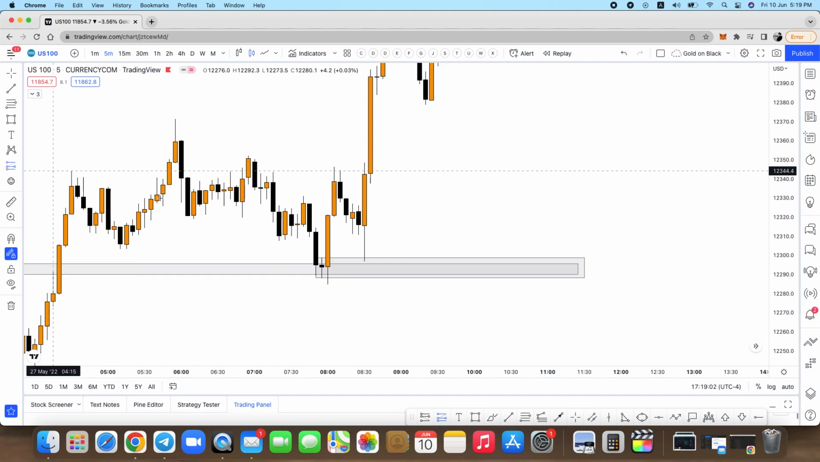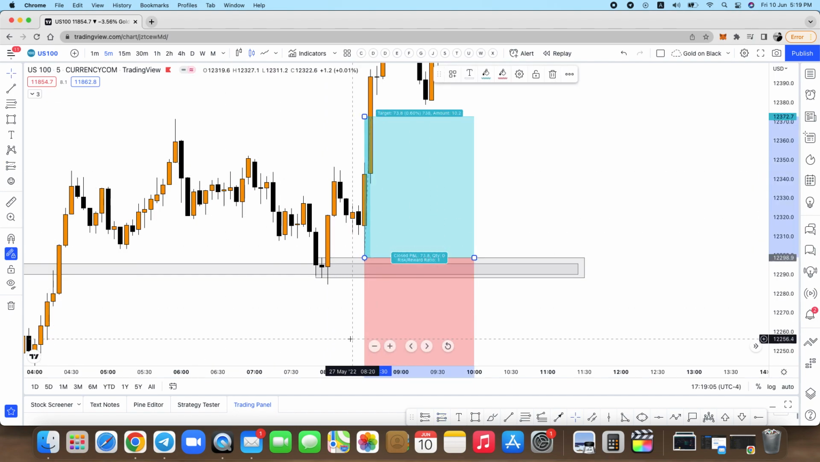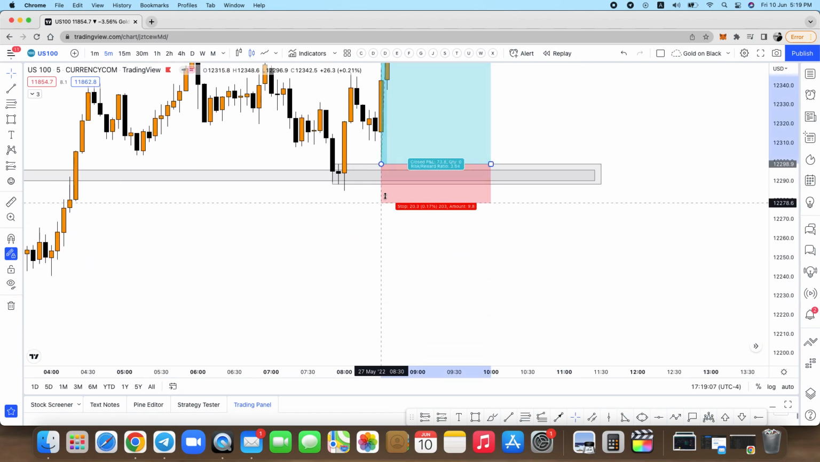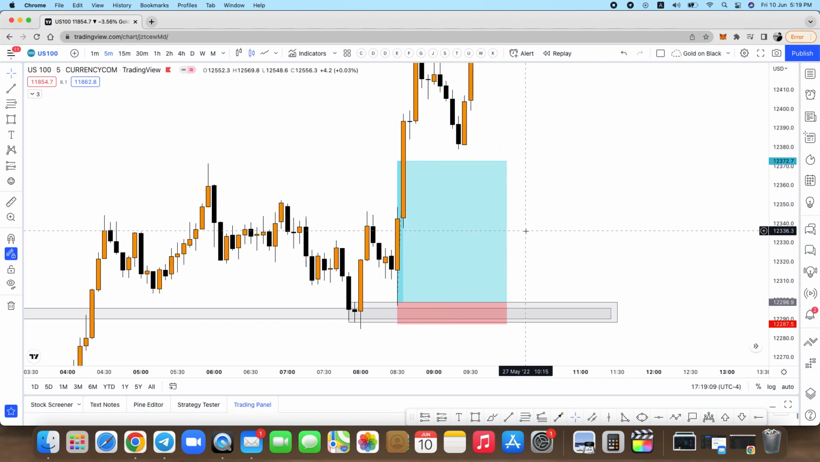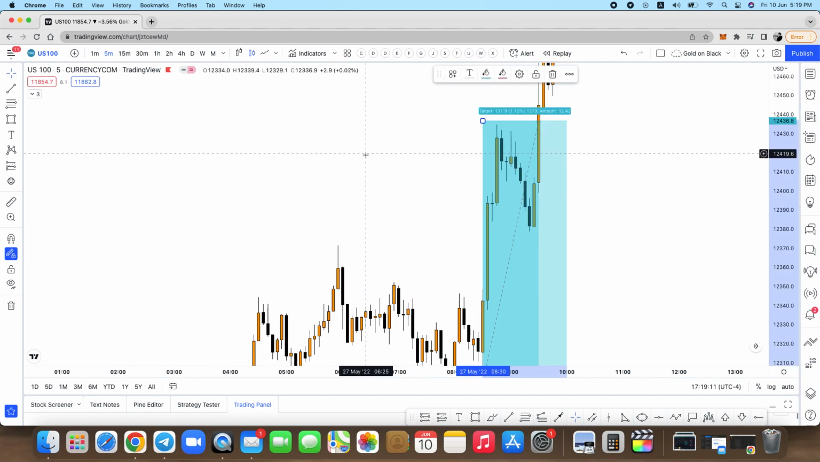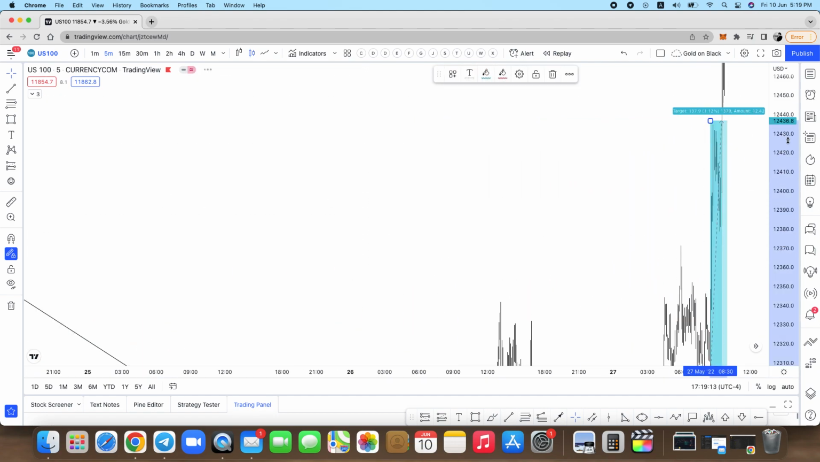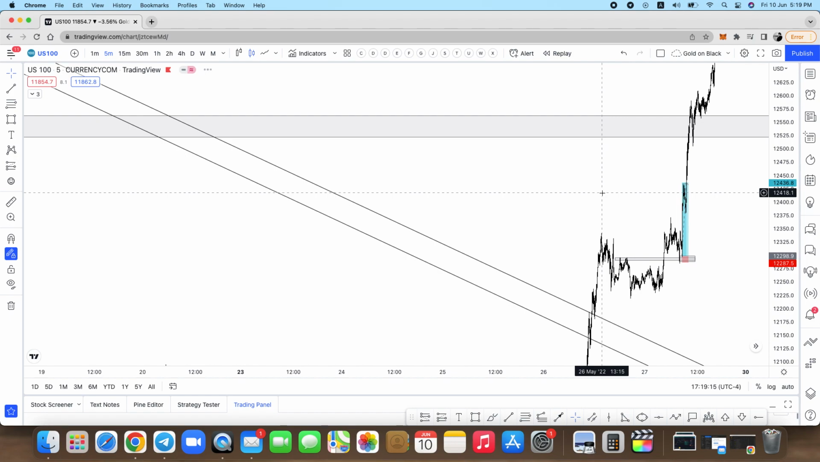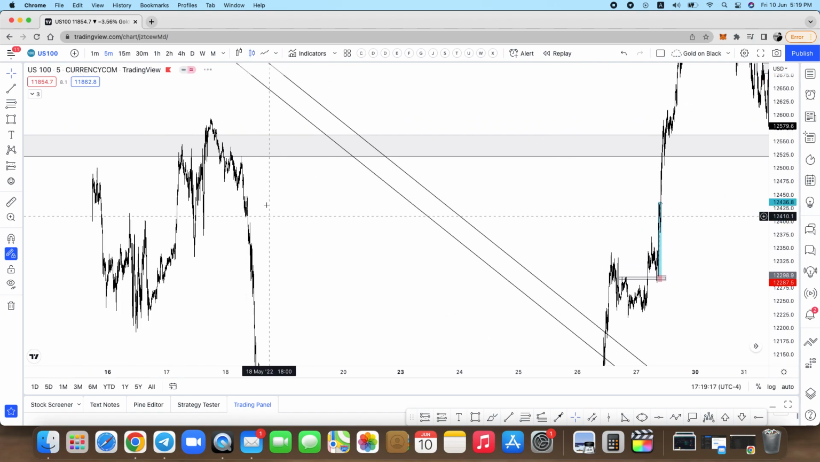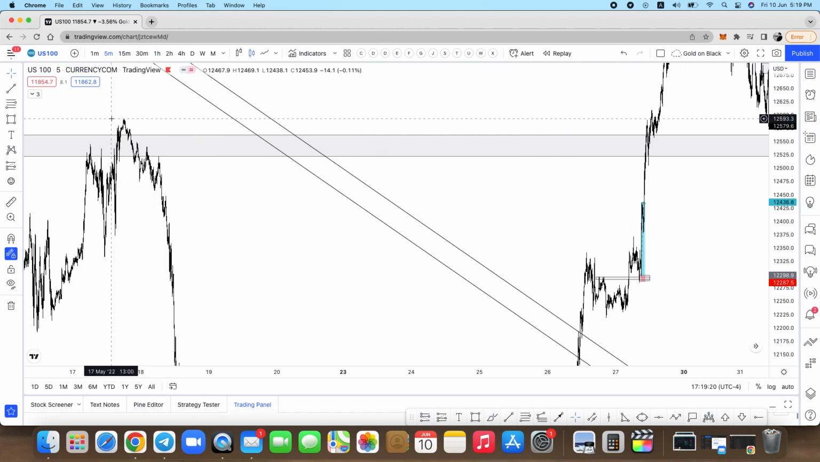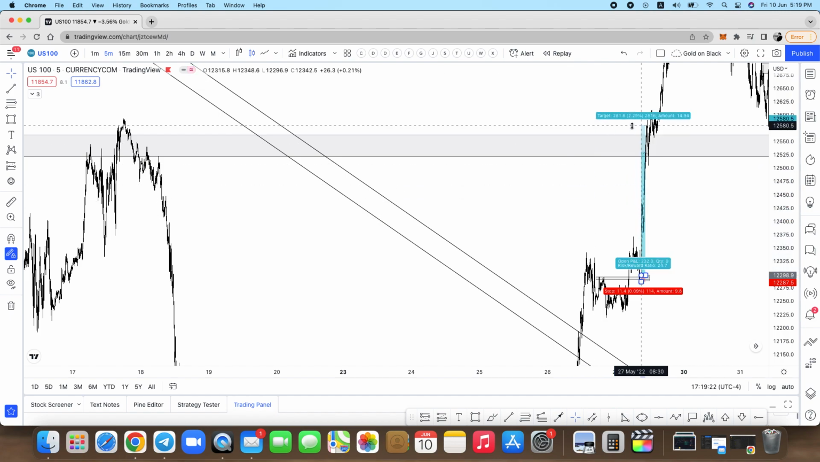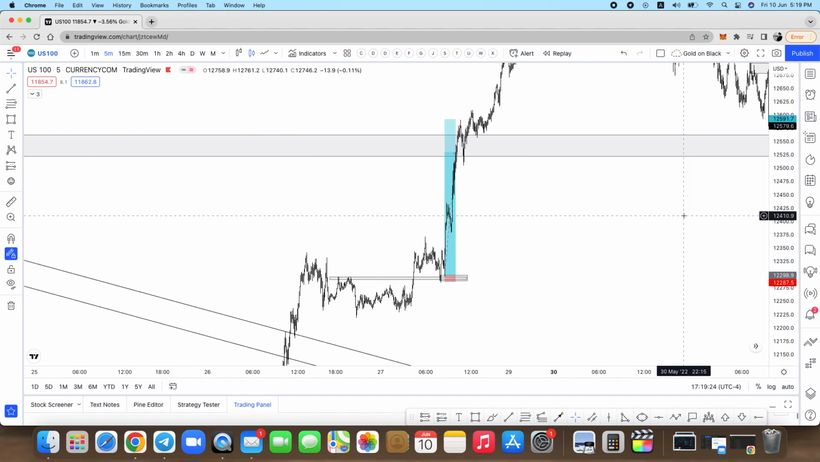What you can do is set your buy limit order. Your stop loss is below that zone, a few pips below. For TP, you can just go into the past and see where the next zones are, maybe not too far away. Maybe you wanted to aim this one as the last target, but this is so far away.